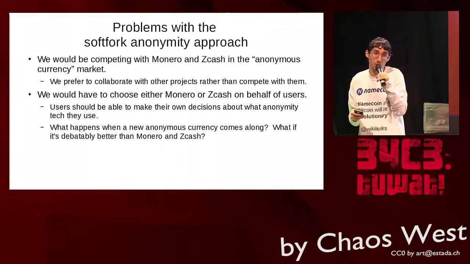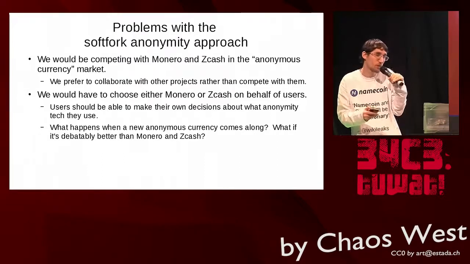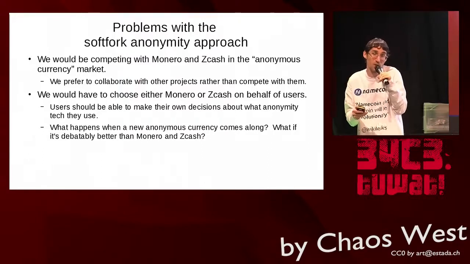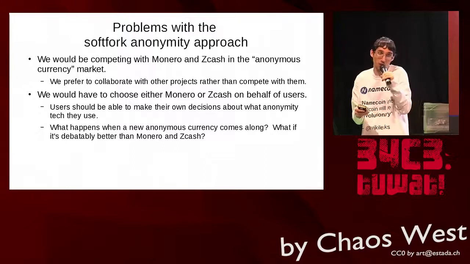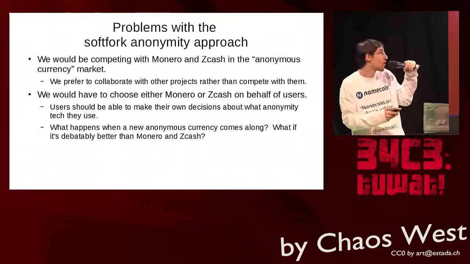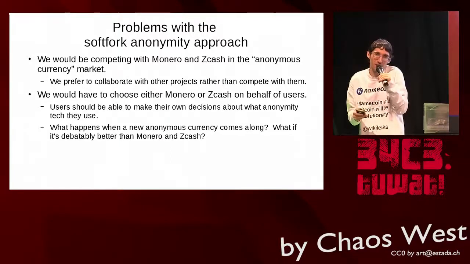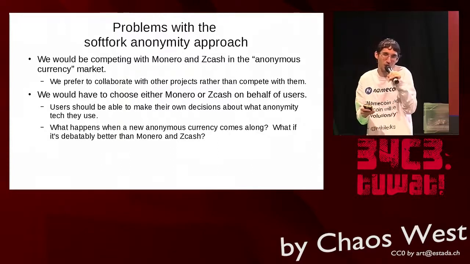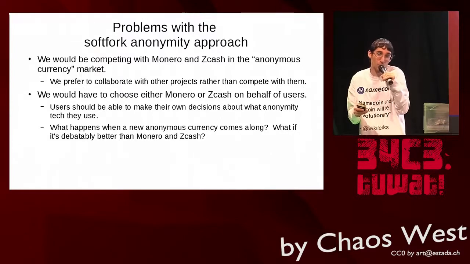So what are some problems with the idea of having Namecoin soft fork to add anonymity to the consensus rules? Well, for one thing, this would actually put us in competition with Zcash and Monero and every other anonymous currency, because the result would be that users who use Bitcoin but want better anonymity might be tempted to move to Namecoin. And this is kind of not great because we prefer to collaborate with other projects rather than compete with them. Monero and Zcash are doing their thing reasonably well. We don't really want to start getting into a situation where they would consider us competitors or that we would consider them competitors.